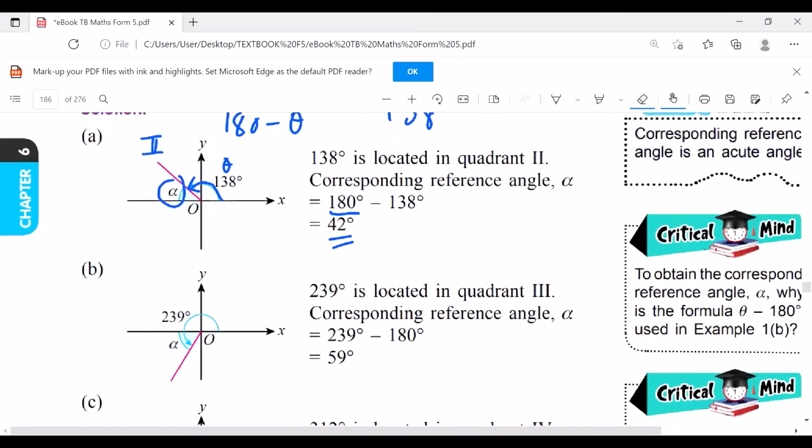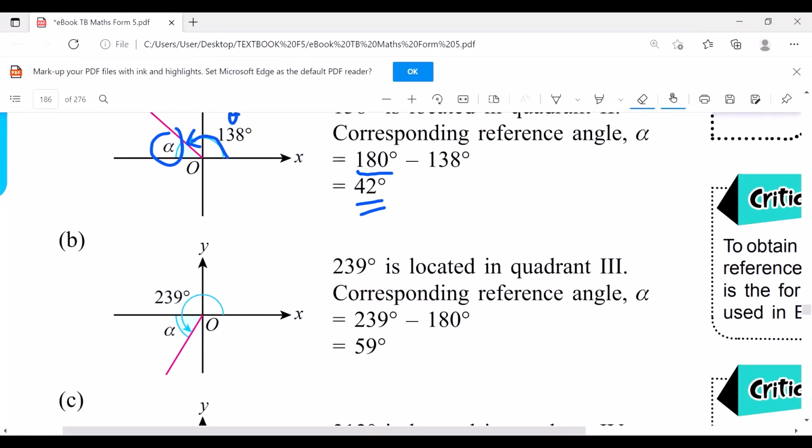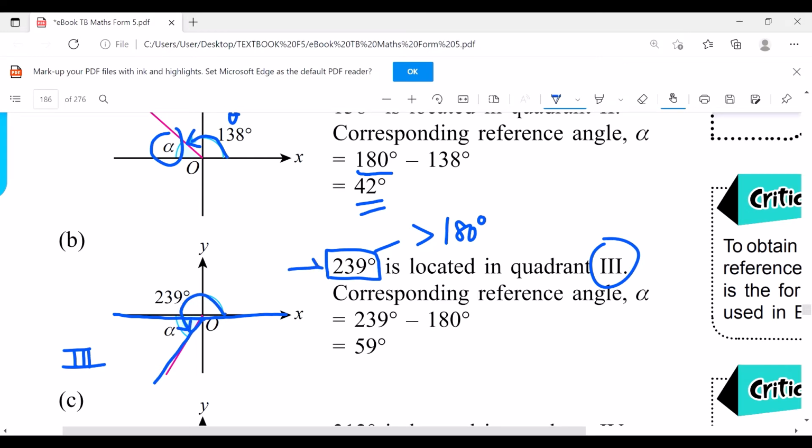Let's see. It is 239 degrees. It is already more than 180, right? So here is 180. So it is already more. So the angle will be in the third quadrant. Yeah, so this is the angle 239.